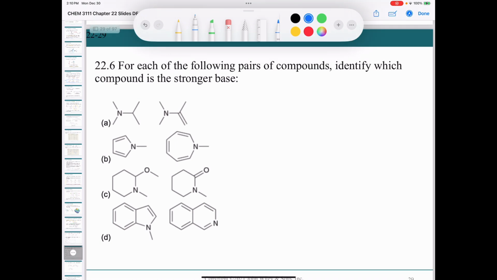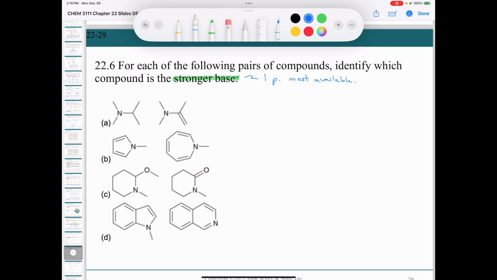Next question asks identify which compound is a stronger base. And so remember, the stronger base is the one where the lone pair will be most available. Another way of saying that is saying the lone pair will not be participating in resonance.